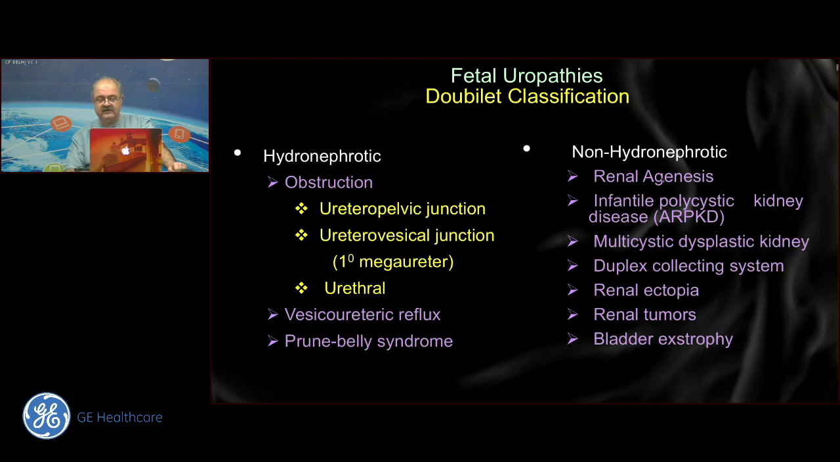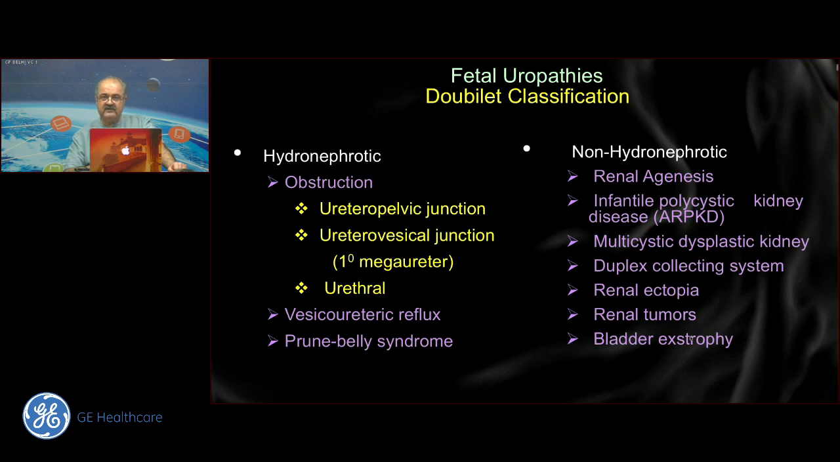non-hydronephrotic ones include renal agenesis, infantile polycystic kidney disease, also known as autosomal recessive polycystic kidney disease, multidysplastic kidneys, which we will talk a lot of today because there are new approaches to this, duplex collection systems, and we'll discuss imaging of these, renal ectopia as part of a differential diagnosis, renal tumors as an overview, and bladder exstrophy, and go through exactly what is new here and what we need to do, and we'll throw in a lot of genetics like I said.